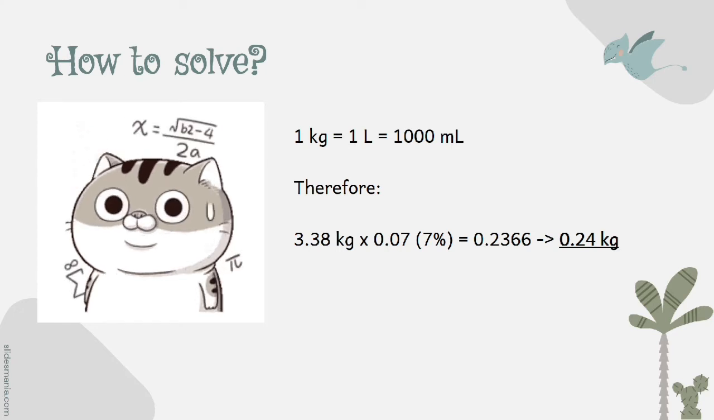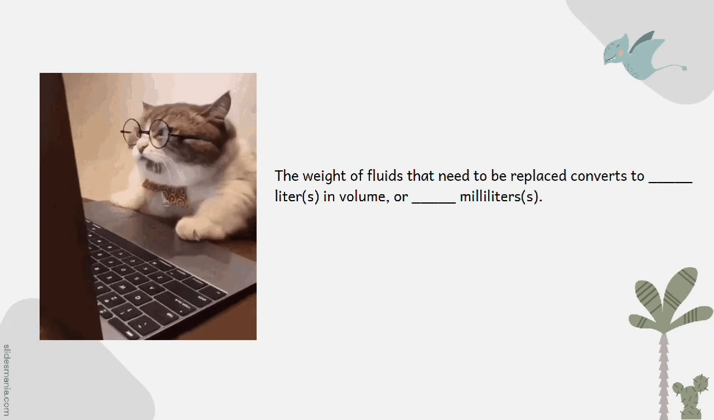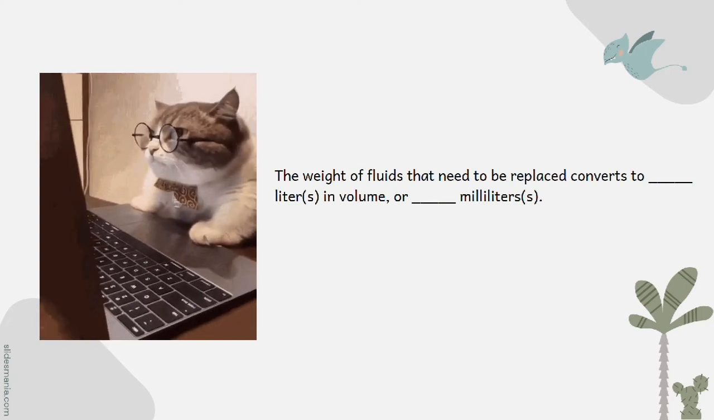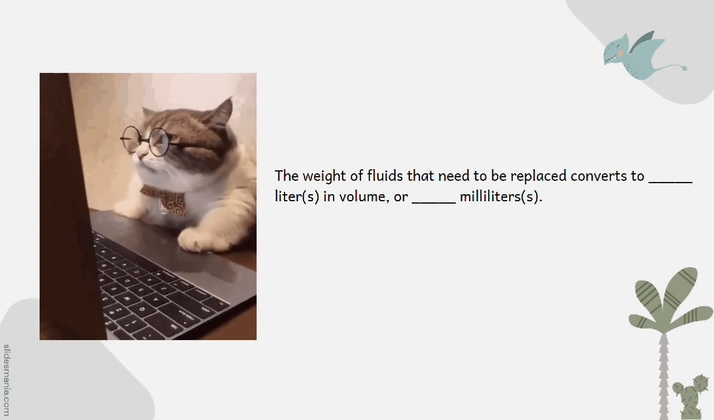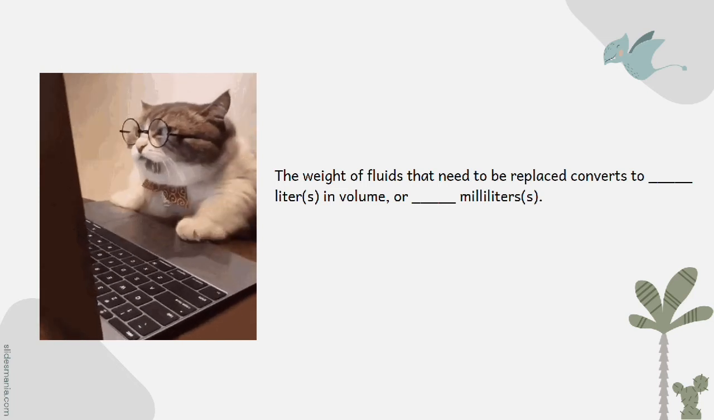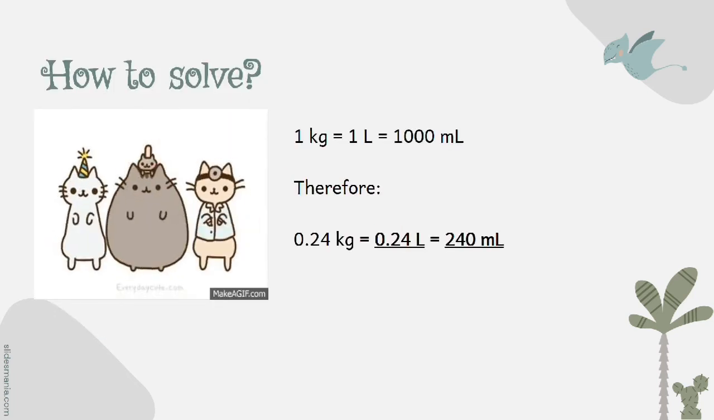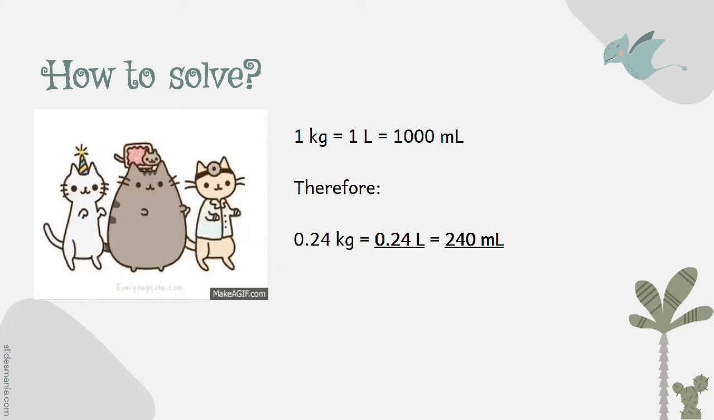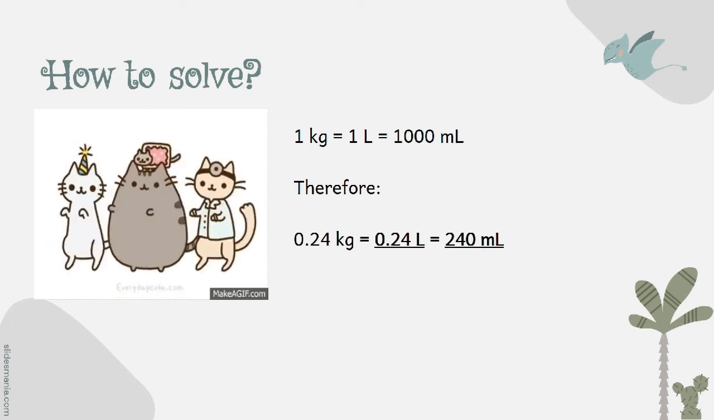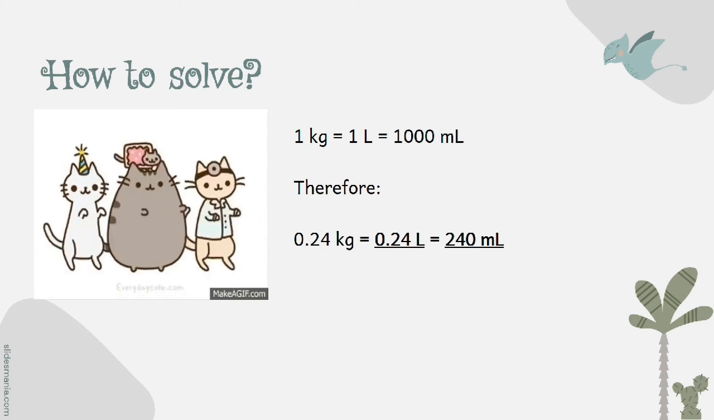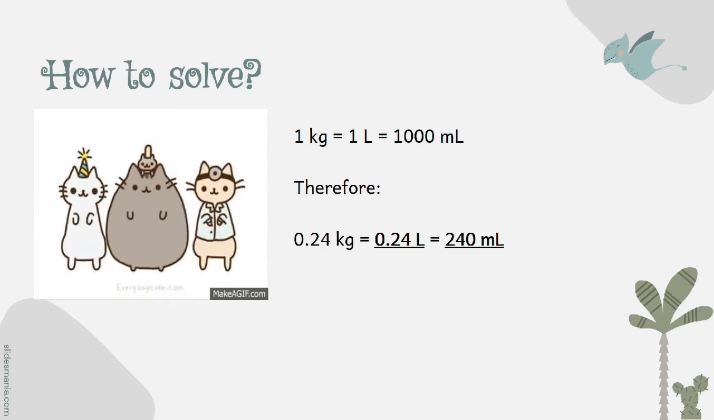0.2366 or 0.24 kilograms. The weight of fluids that needs to be replaced converts to blank liters in volume or blank milliliters. How to solve it? 1 kilogram is equal to 1 liter is equal to 1000 ml. Therefore, 0.24 kilograms is equal to 0.24 liters or 240 ml.